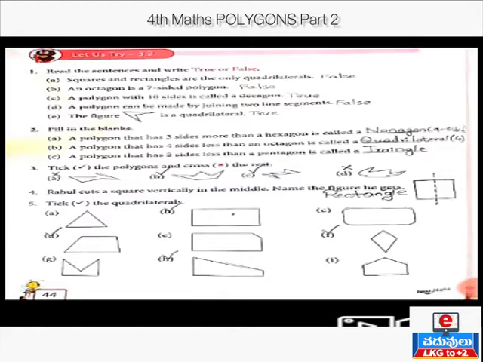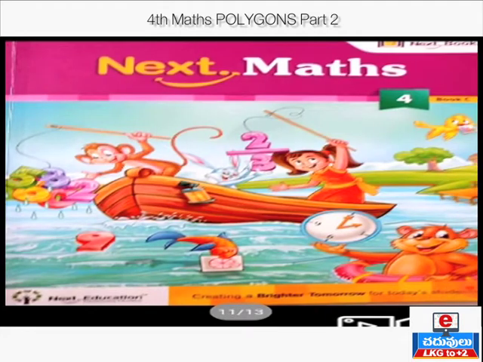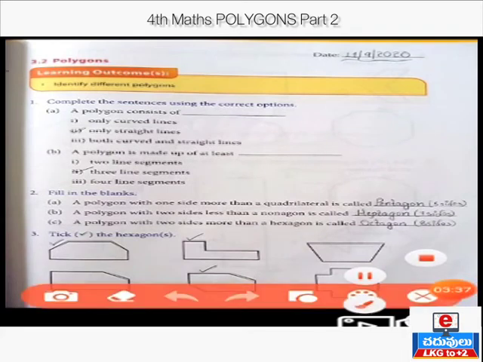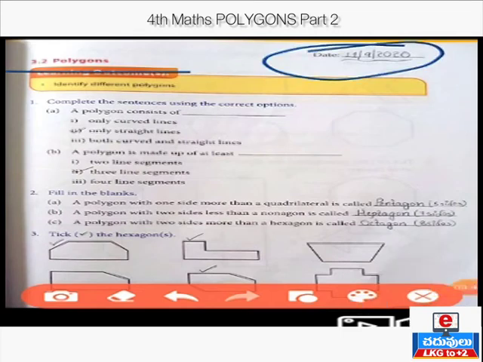Here, let us try. 3.2 is completed. I'll go to book C. Book A 3.2 is completed. I'll go to 3.3. This is book C. In this book C, 3.2 Polygons. What is the topic name? Polygons. Here mention today's date.